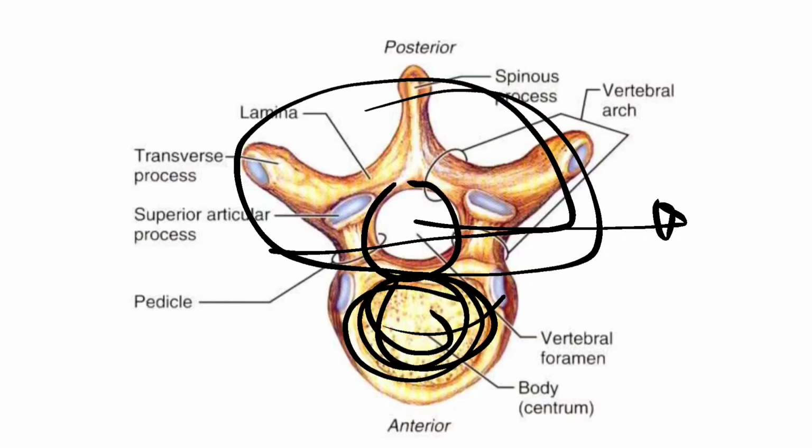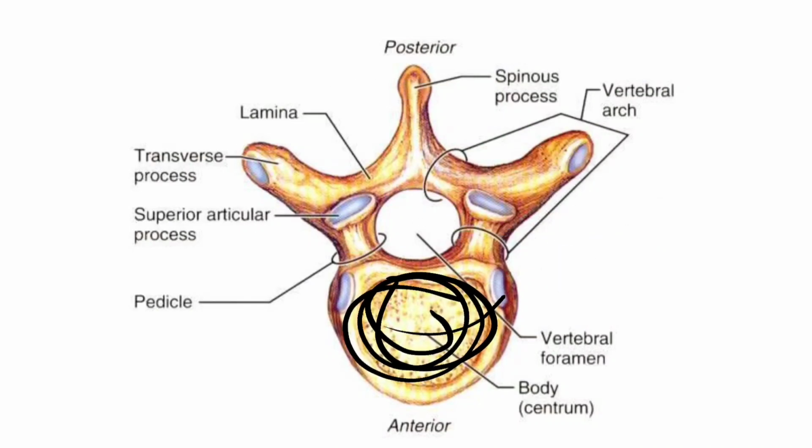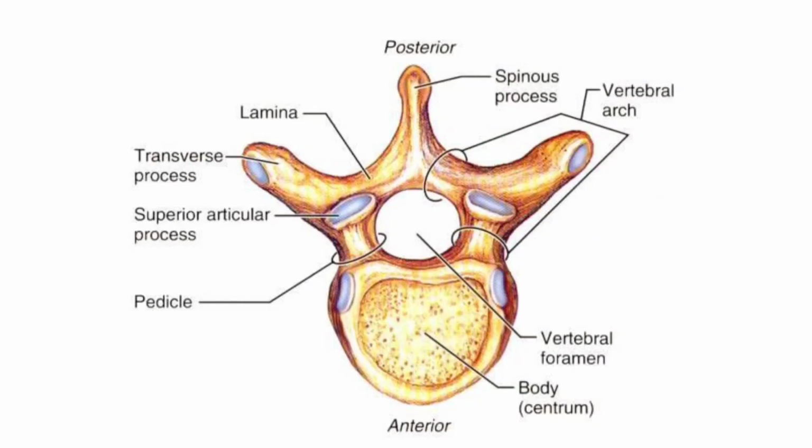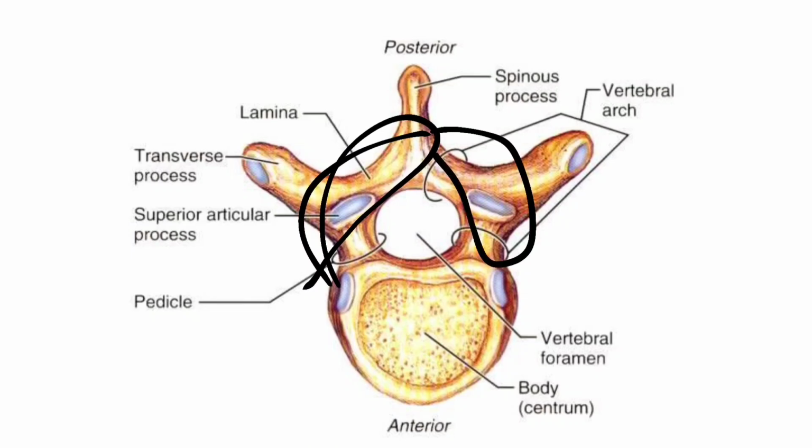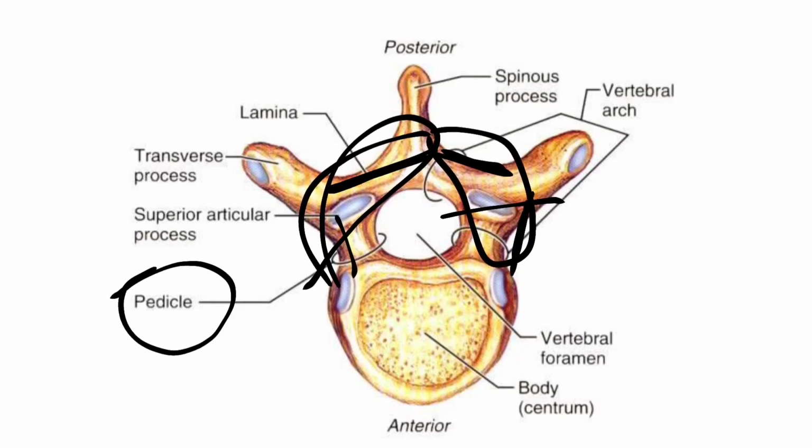Now, one more important point is that the neural arch has two halves. This is the one half and this is the other half. Each half has two parts. One is the vertical part and the other is the horizontal part. This vertical part is the pedicle and this horizontal part is the lamina.